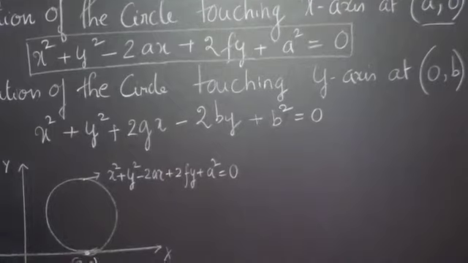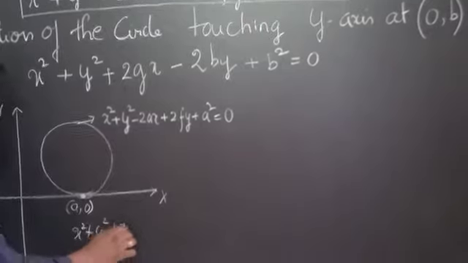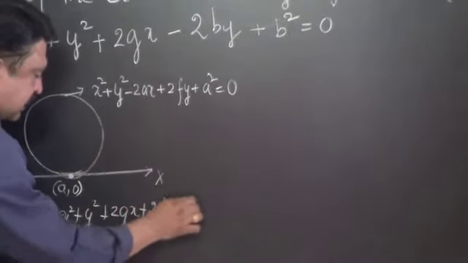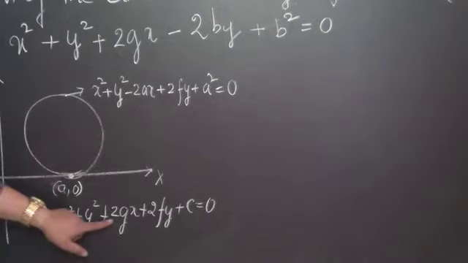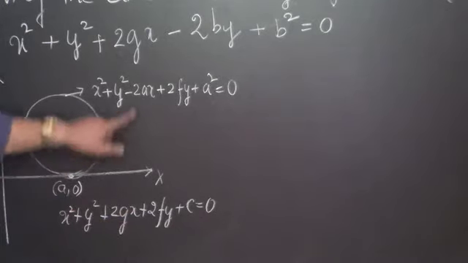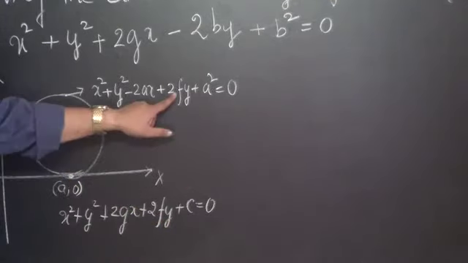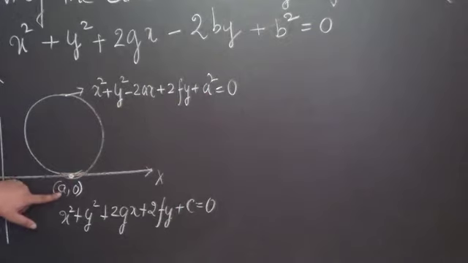You know that the equation of a circle in standard form is x square plus y square plus 2gx plus 2fy plus c is equal to 0. When you look at these two equations, you observe that the x term has become negative here, and the y term is the same, 2fy. Instead of c we have put a square, where a is the x coordinate of the point of contact of the circle.